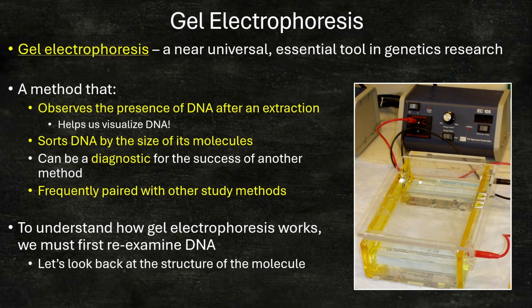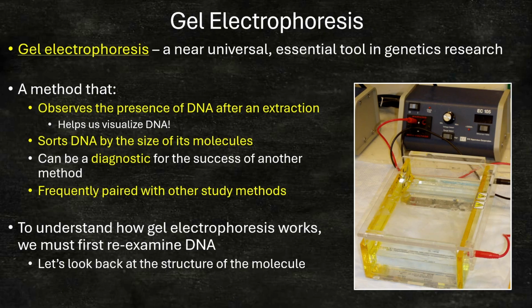It will do a really important job of sorting DNA by the size of the molecules. This is a really useful method for making sure that if we, say for example, had to cut up a bunch of pieces of DNA into specific sizes, or add a piece of DNA of a specific size to a plasmid or something like that, we could look to see if the DNA is the specific size that we intended it to be. That will be an indicator as to whether or not this method that we used actually worked. And so it can be a great diagnostic tool to assess if our methods in other research was successful. So we find gel electrophoresis often paired up with other study methods.